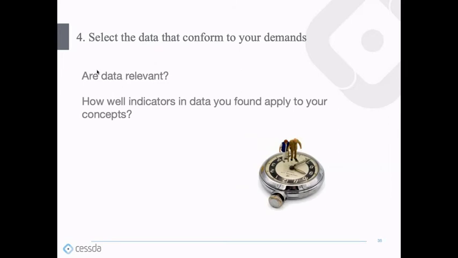When you find data, you should ask yourself whether the data seem relevant for your research question. Remember, always use appropriate indicators of theoretical concepts. By indicators, we mean the variables in the dataset and items included in the questionnaire. Always think about how well the variables you have found apply to your concepts. If you use variables that do not fit your concept, the results of your study will be wrong.